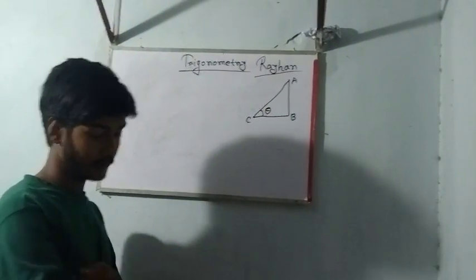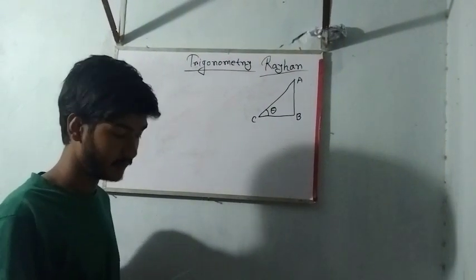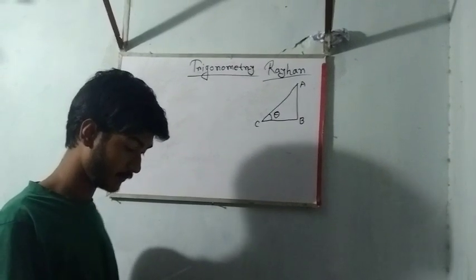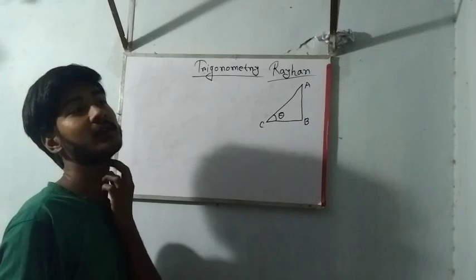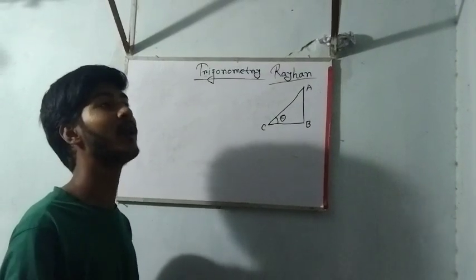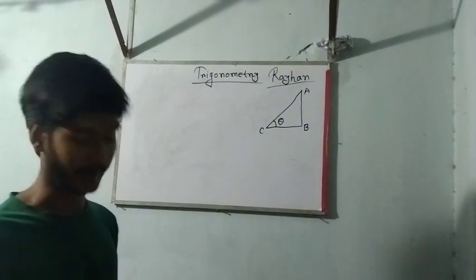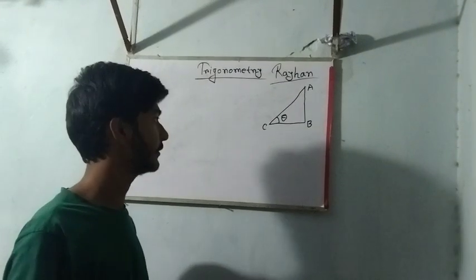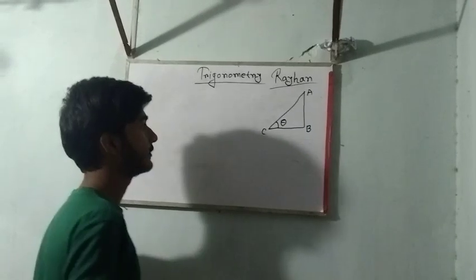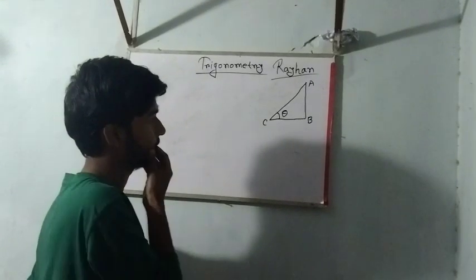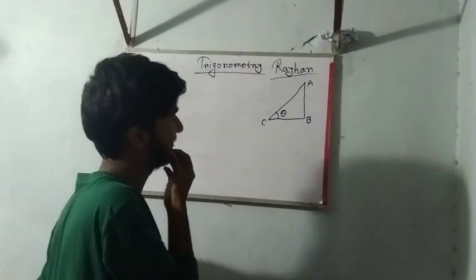Today we will talk about trigonometry, the basic trigonometry and the concept of trigonometry. The word trigonometry is derived from the Greek words trigon and metry. Trigon means three angles of a triangle and metry means measurement. Today we will talk basically about the right angled triangle, the Pythagorean theorem and trigonometric ratios.